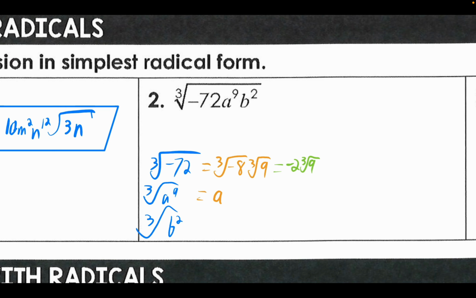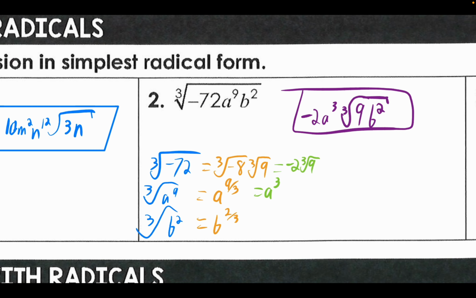Cube root of a to the 9th is a to the power of 9 over 3, which just reduces nicely to a to the power of 3. And cube root of b to the power of 2 is b to the power of 2 over 3, which doesn't reduce or become a mixed number, so we're just going to leave it as is. So as we rewrite this, negative 2a cubed is outside the radical, but no b's because there was no whole number on the exponent. And then inside the cube root, we have the 9, no a's because there's no fraction on the exponent for a, and b to the power of 2, because that's the numerator on the fraction for the b. And that'd be our answer.